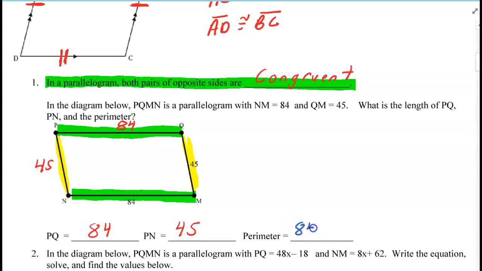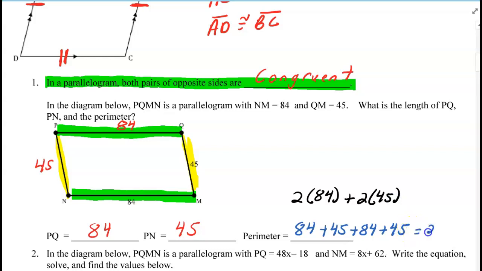So I'm going to add up all four sides, so 84 plus 45 plus 84 plus 45. Some people prefer to do 2 times 84 plus 2 times 45, and using our calculator we will get that the perimeter is equal to 258. So it doesn't matter which way you do the problem, you'll get the perimeter is 258 units.